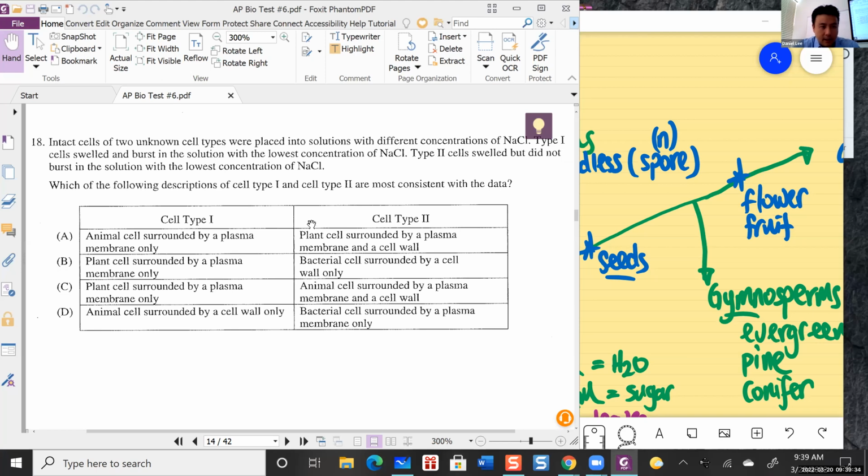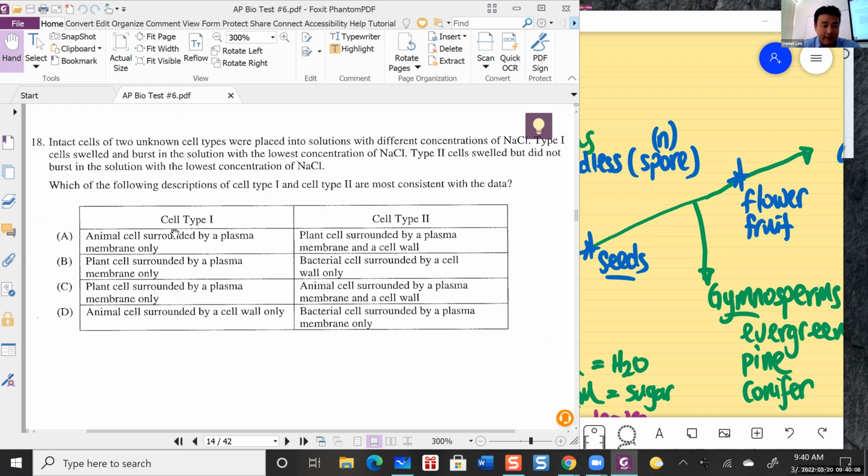Number 18. Intact cells of 2 unknown cell types were placed in solutions of different concentration. Okay, so you put them into sodium chloride, like salt water. Type 1 swelled and burst in the solution with the lowest concentration, like an animal cell, but there's no cell wall. Type 2 swelled, but did not burst. So my first guess is type 1 is an animal cell, type 2 swelled up, maybe it's the plant, right? We don't know. Yeah. So which of the following descriptions of type 1 and type 2 are most consistent with the data? So that's easy.